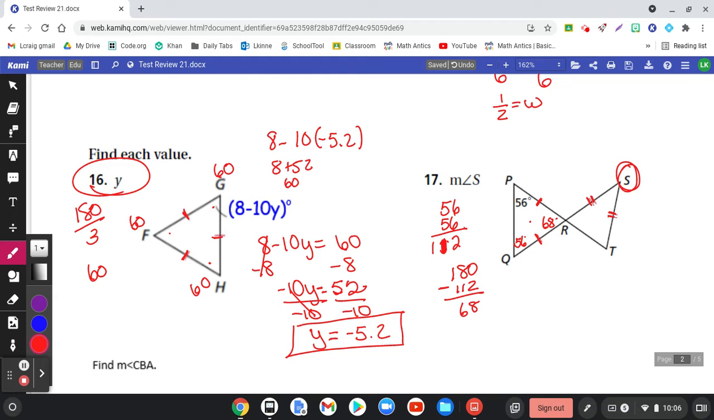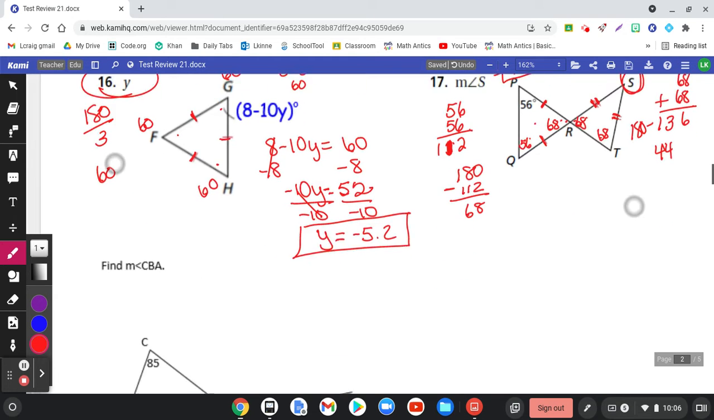for that vertex. Well, what type of angles do we have going on here? Vertex angles, so they're the same. We see that in proofs. So if that's 68 and these are the same, this is 68. All right, so we'll do 68 and 68, or 68 times 2, either way. And then we'll subtract that from 180. So angle S equals 44 degrees.